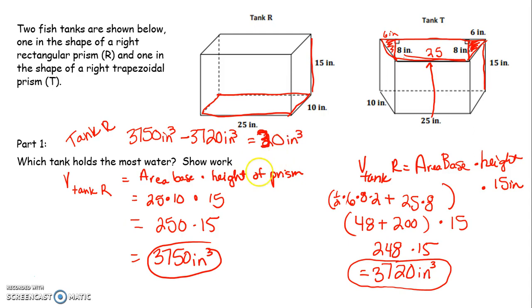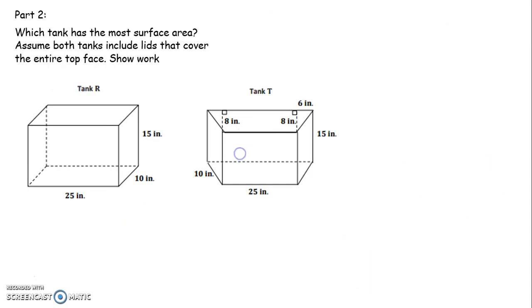The next part of the problem on that test asked about surface area of these. So then it says, which tank has the most surface area? Assume both tanks include a lid that covers entirely. So now we have to find the surface area of each of these. Okay, great. So for the surface area of my tank R, I'll need to find my area of the front. That'll match the area of the back.